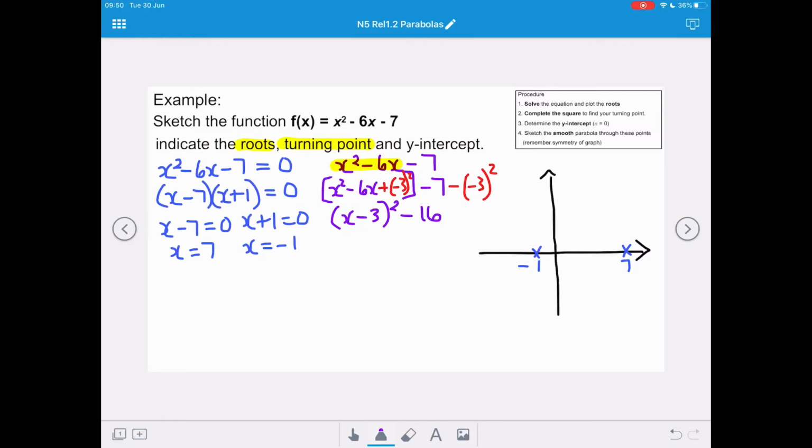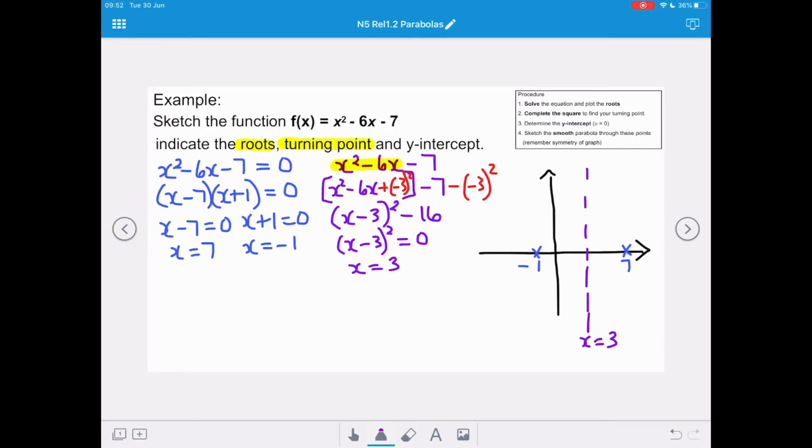So to work out our turning point, we need to equate the (x minus 3) all squared bracket to 0. So we've got (x minus 3) all squared equals 0, and that gives us a value of x equals 3. And this is our line of symmetry for our parabola at x equals 3.